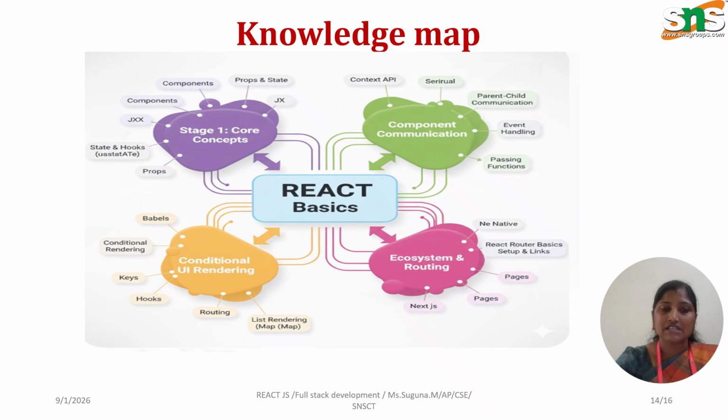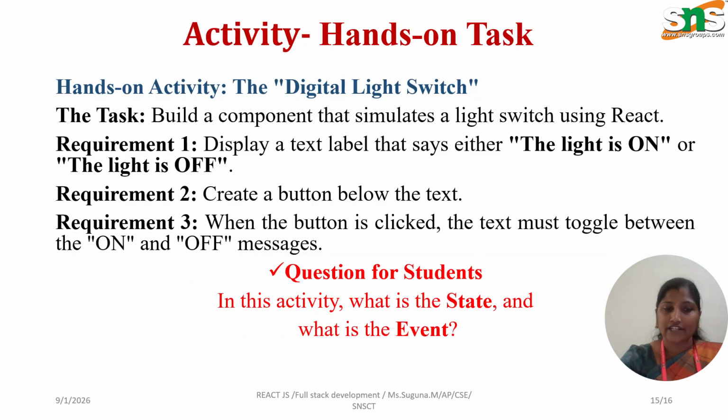Now we do a small hands-on activity. Build a digital light switch. Display whether the light is on or the light is off. Toggle using a button. For doing this, ask yourself, what is the state? The light status. What is the event? That is nothing but the button click. So just ask yourself these questions, and develop code for building a digital light switch.